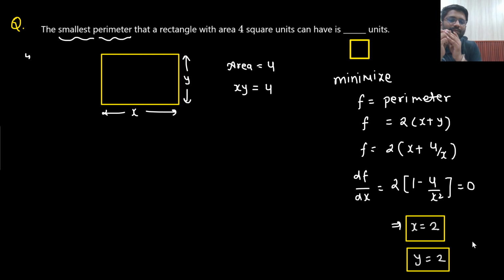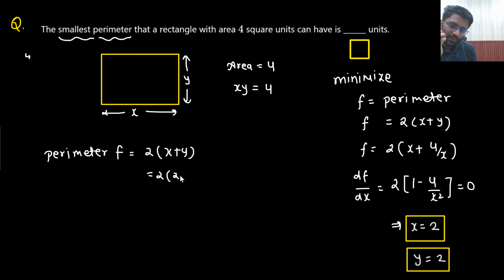x is 2, y is 2. Right? So the smallest perimeter that a rectangle with 4 square units can have. What is the value of the perimeter? This is what they are asking. So the perimeter is nothing but 2 into (x plus y), which is 2 into (2 plus 2), which is 8 units.